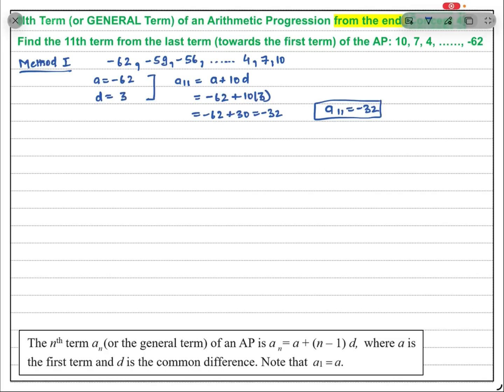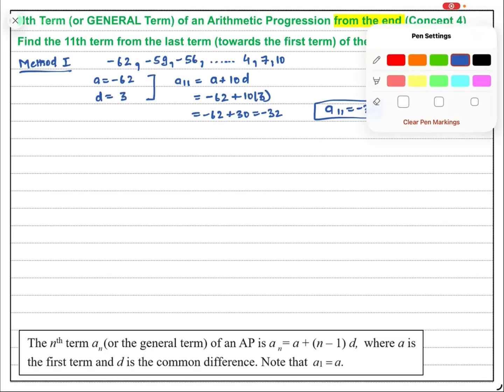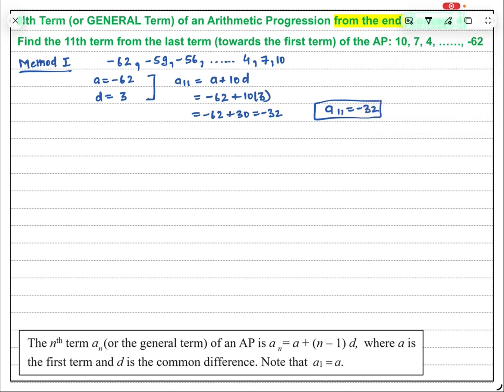Now let's go to the second method. The first method was pretty simple. We flipped the series and took the last term as the first term, and rather than considering it as a decreasing arithmetic progression, we considered it as an increasing arithmetic progression. Now let's go for the second way of doing this, which would be the normal way, which everyone would typically try.